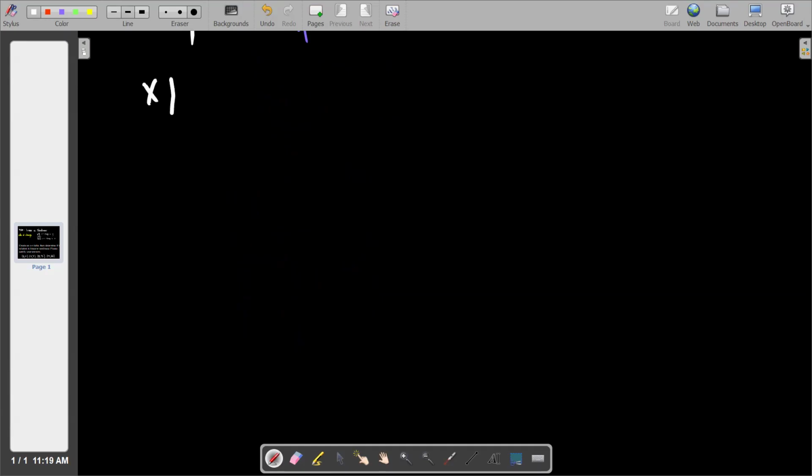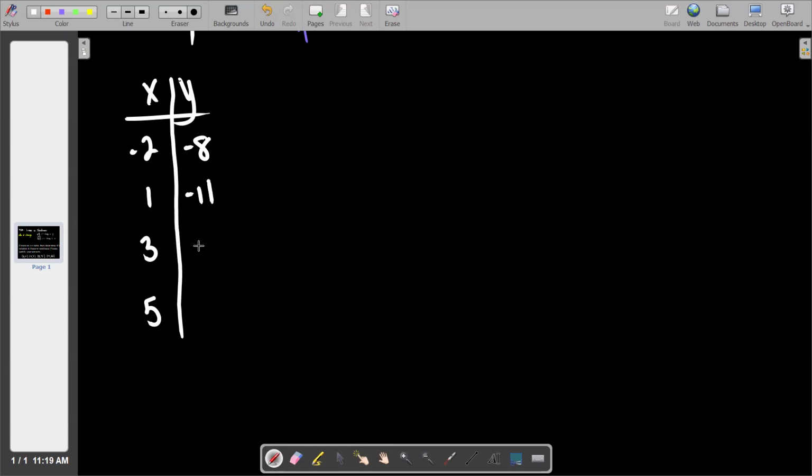For our X column, we're going to have -2, 1, 3, and 5. And then in our Y column, we're going to have -8, -11, -3, 13. So pair by pair we go, right? We check first point to second, we check second to third, we check third to fourth. If they all behave, then we know what to do.